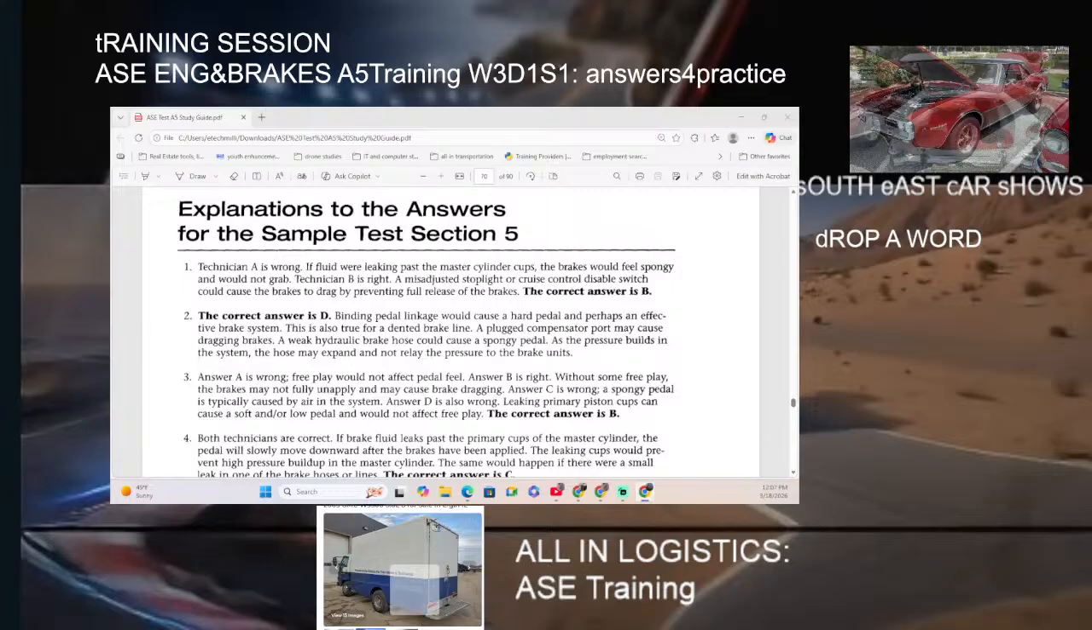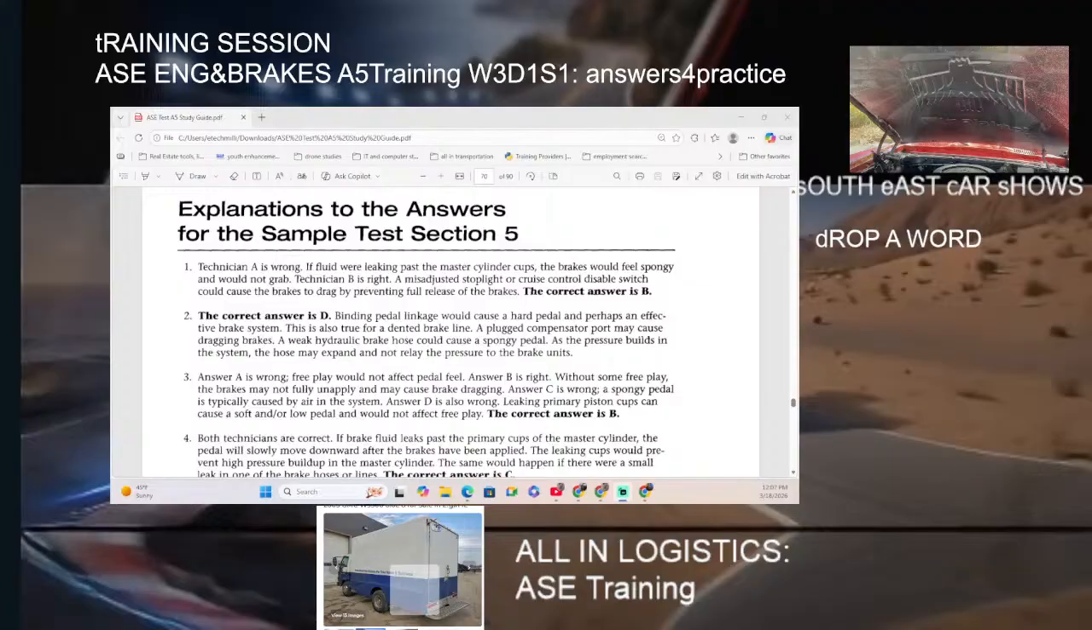Explanations to the answers for the sample test, section 5. 1. Technician A is wrong. If fluid were leaking past the master cylinder cups, the brakes would feel spongy and would not grab. Technician B is right. A misadjusted stoplight or cruise control disable switch could cause the brakes to drag by preventing full release of the brakes. The correct answer is B.